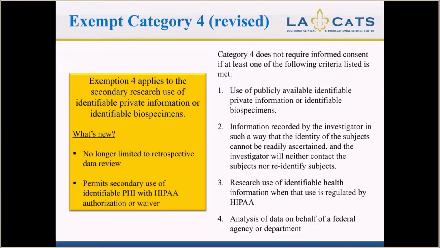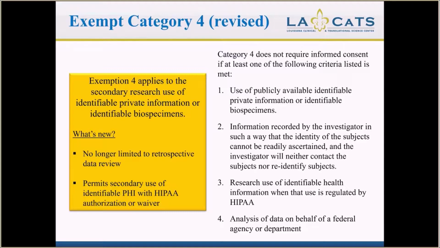Exemption 4 is revised, and it applies to secondary research for identifiable private information or identifiable biospecimens. Category 4 does not require informed consent if at least one of the following criteria below is met. It's use of publicly available identifiable biospecimens or identifiable information. Information is recorded by the investigator in such a way that the identity of the subject can't be readily ascertained, or there's no attempt that they will try and recontact the subject.